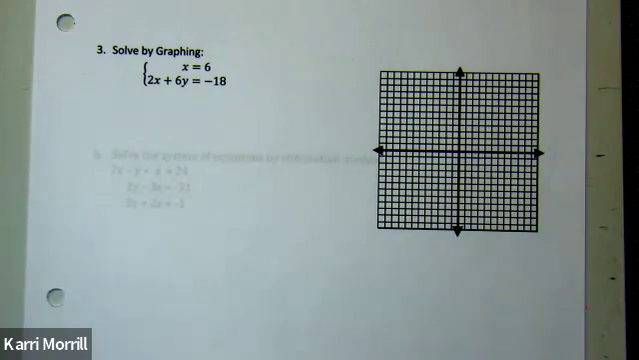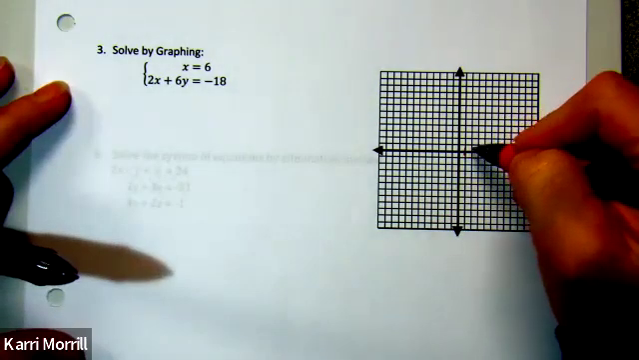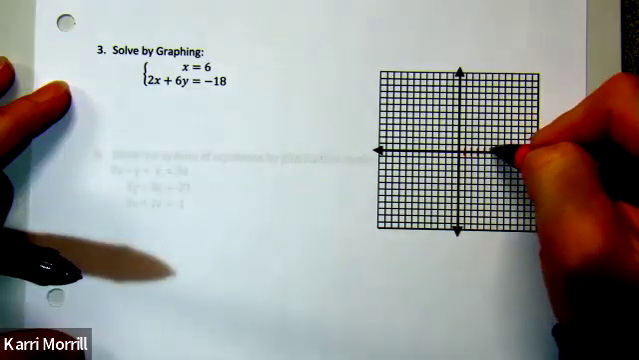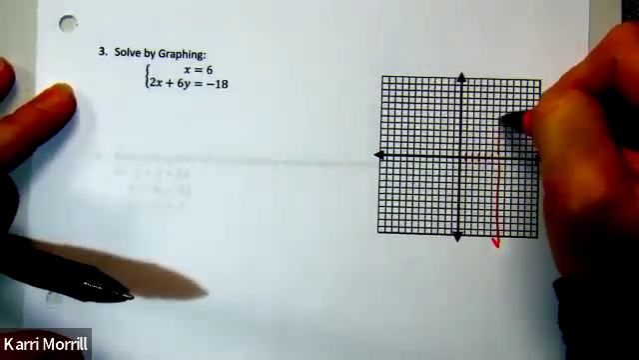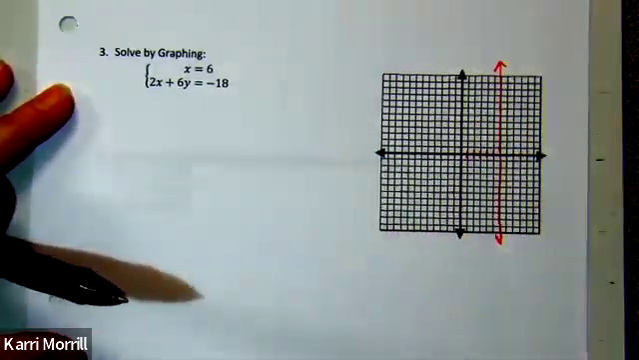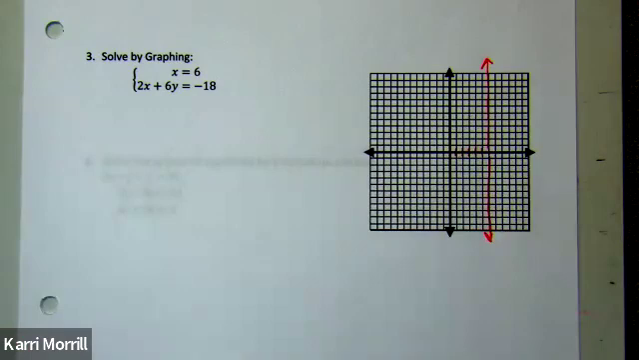Okay, so number 3 says graph x equals 6. So remember, that's crossing the x-axis at 6. So this is 1, 2, 3, 4, 5. So this line would be this. That is x equals 6, crossing the x-axis at 6.